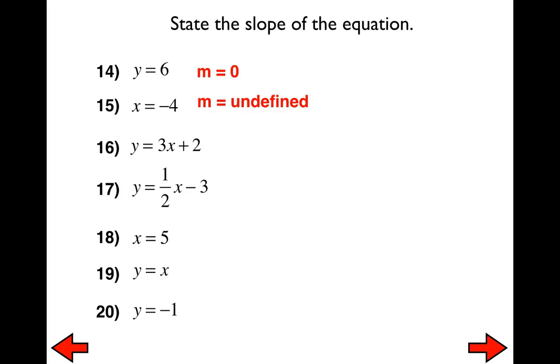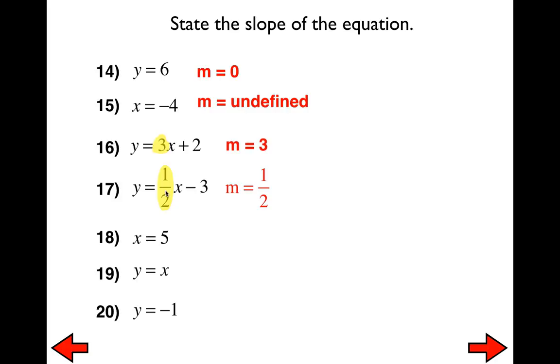Number 16, what's the slope? Well, this is already in slope-intercept form, so I can see that the slope is 3. For number 17, also here, it's in slope-intercept form, so I can see the slope is 1/2. So now I'm going to go ahead and have you pause the video and try numbers 18 through 20 on your own.